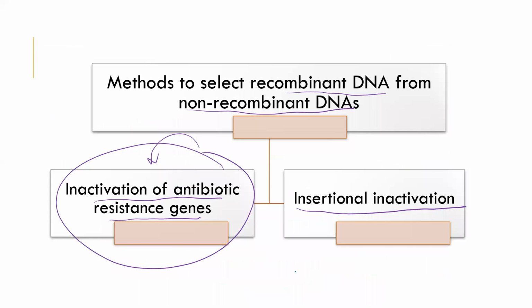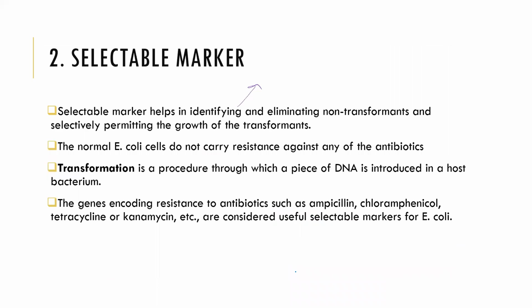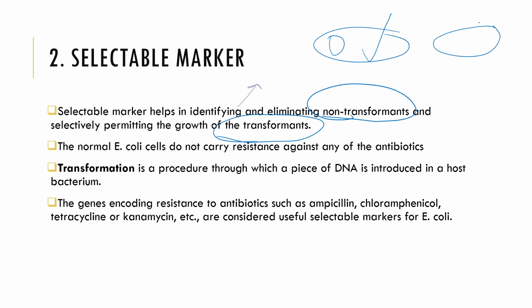Now we'll go back to the text in the previous slides. So this is a selectable marker. A selectable marker helps in identifying and eliminating non-transformants and permitting the growth of transformants. So those cells which have a plasmid will be allowed to grow, and those cells which do not have a plasmid will not be allowed to grow with the help of the selectable marker.